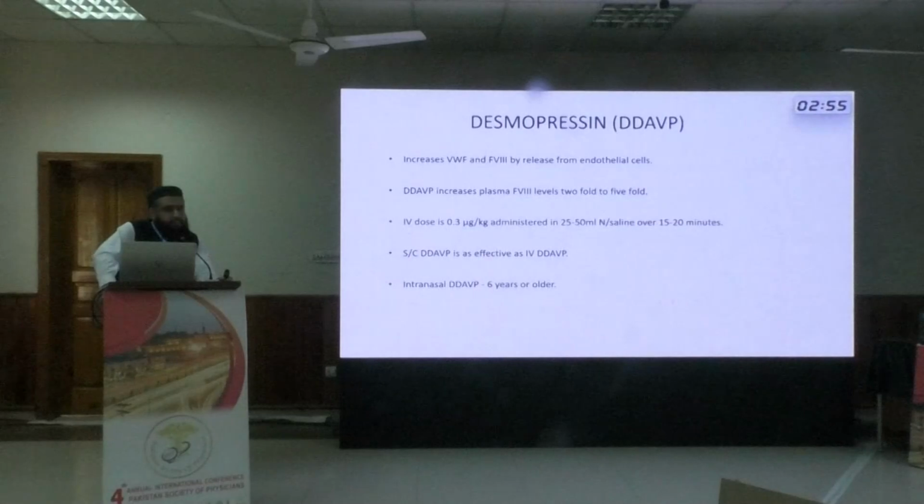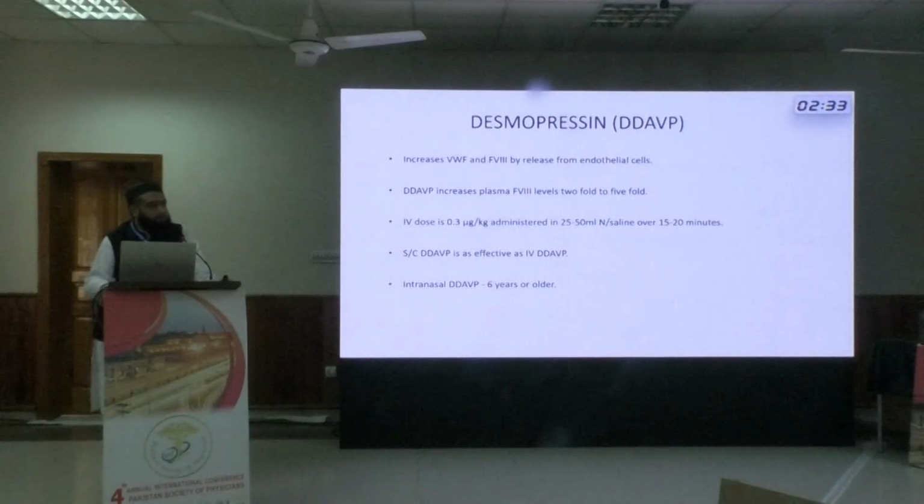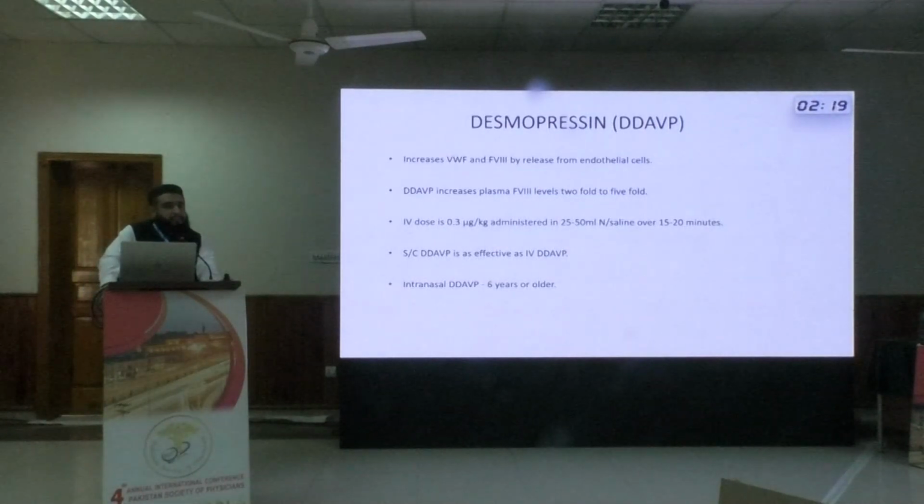Desmopressin increases factor 8 by release from the endothelial cells. It increases the plasma factor 8 level by 2 to 5 folds. IV dose is 0.3 microgram per kg, maximum up to 25 microgram, that is administered in 25 to 50 ml of normal saline over 15 to 20 minutes. Subcutaneous is as effective as IV, especially in younger infants where IV cannulation can be difficult. In cases of babies, we can use subcutaneous.